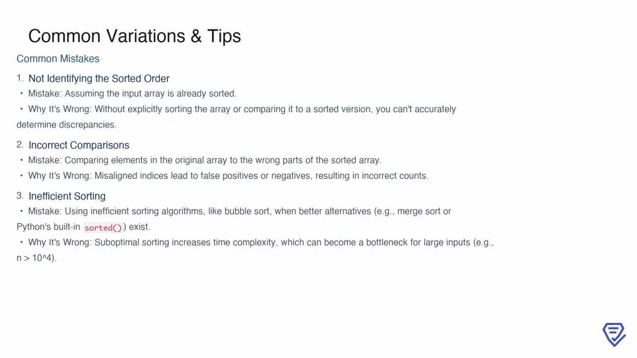Another mistake is performing incorrect comparisons, such as aligning elements in the original array with the wrong indices in the sorted version. This misalignment can lead to false positives or negatives, giving you an inaccurate count of mismatches. Lastly, relying on inefficient sorting algorithms like bubble sort can significantly slow down your solution, especially for larger inputs. Using optimized sorting methods like merge sort or Python's built-in sorted ensures your solution remains efficient and scalable even for arrays with tens of thousands of elements.